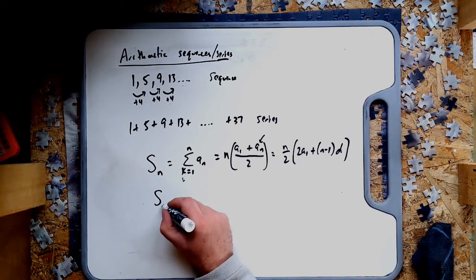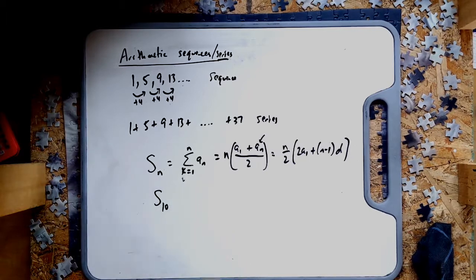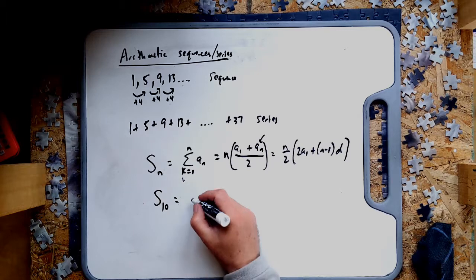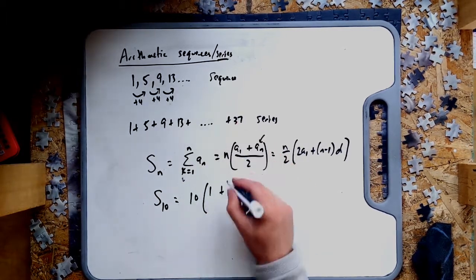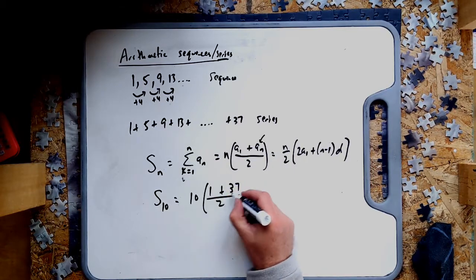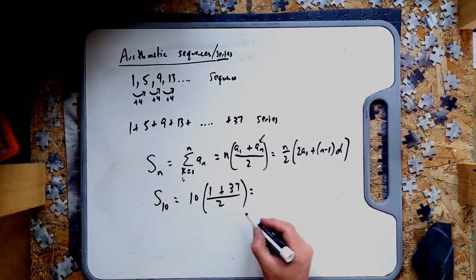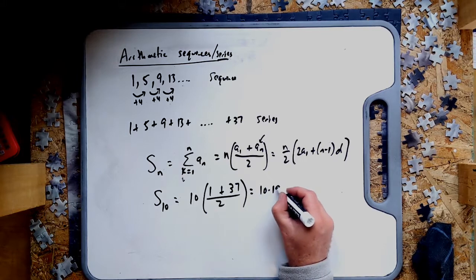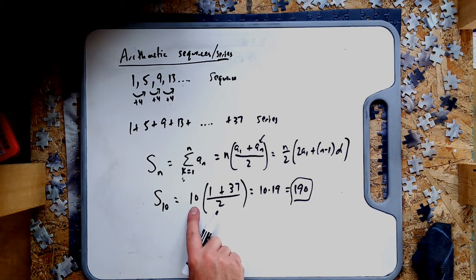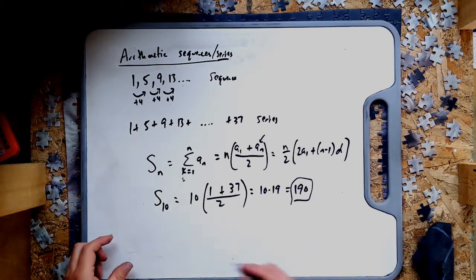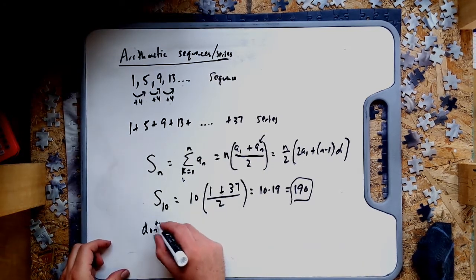If I say I want to find the sum of the first 10 terms, which I know goes up to 37 because I just calculated it before, I get 10 times a1 is 1, a sub n is 37, divided by 2, or 38 divided by 2 is 19, times 10, or 190. And there we go. Now, if I don't happen to have n, I had n in this case because I calculated a sub n before. Let's say I don't have n.